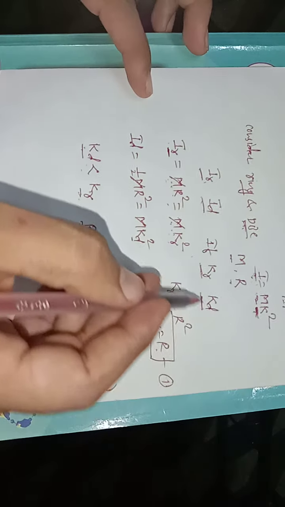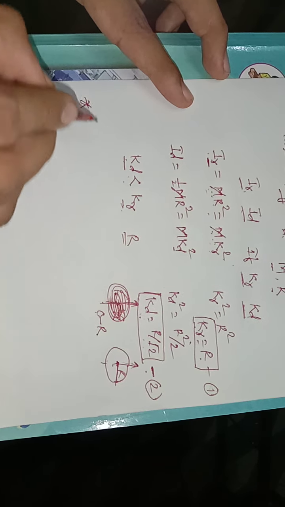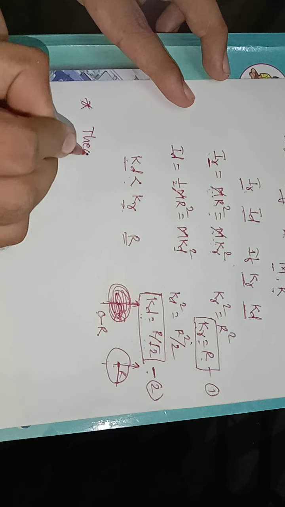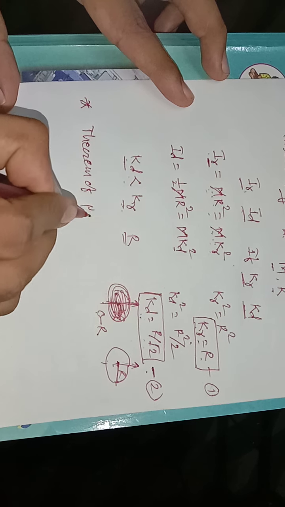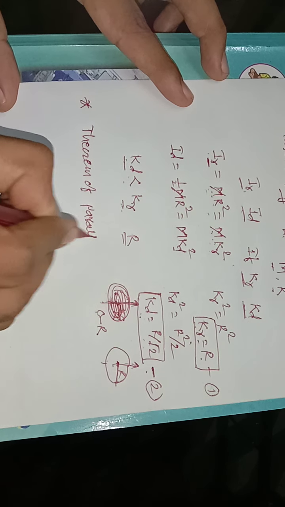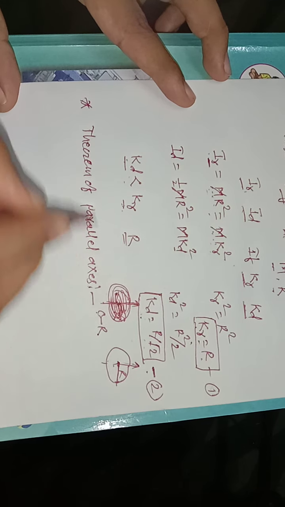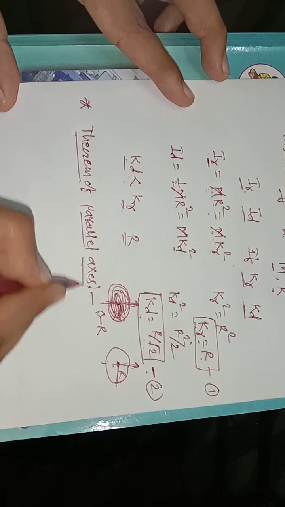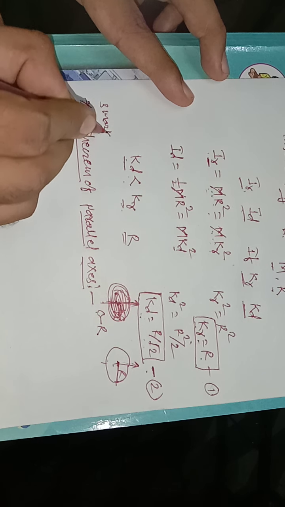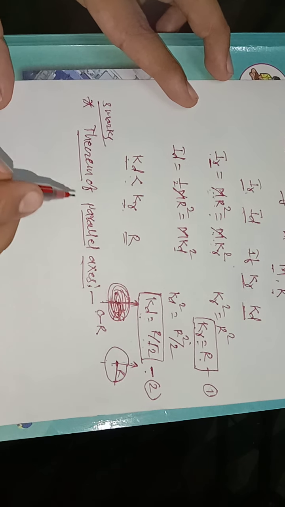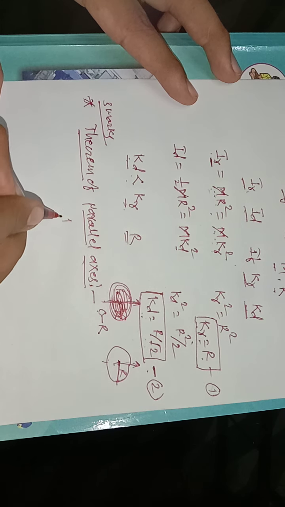Now we are taking the next most important point, that is the theorem of parallel axis. Now what is this theorem? This is a most important theorem which is asked for 3 marks. Important, 3 marks. Which is that theorem? We must know about this.